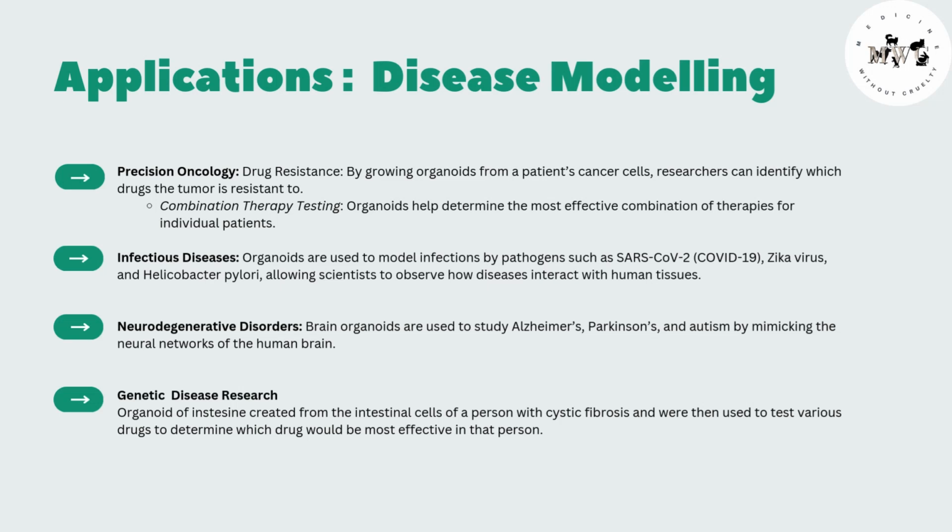It's applicable in neurodegenerative disorders, so that it can be used to study Alzheimer's, Parkinson's, autism by mimicking the neural networks of the human brain. And it can also be used in genetic disease research. So, for example, the organoid of an intestine was created from the intestinal cells of a person with cystic fibrosis and was then used to test various drugs to determine which drug would be most effective in that person.